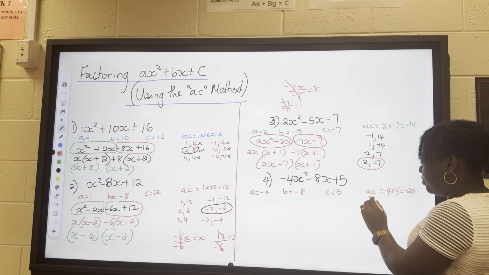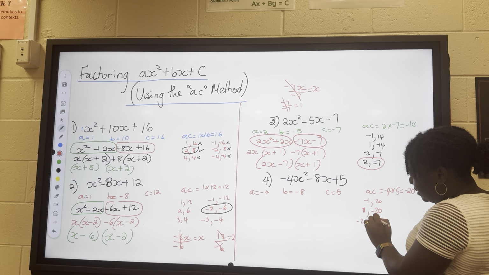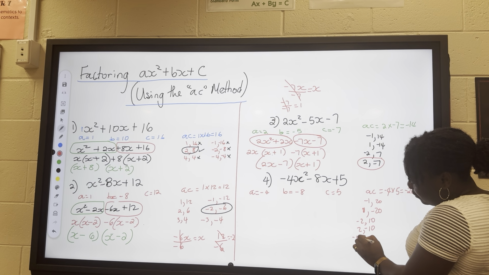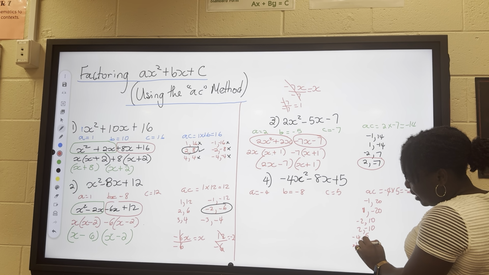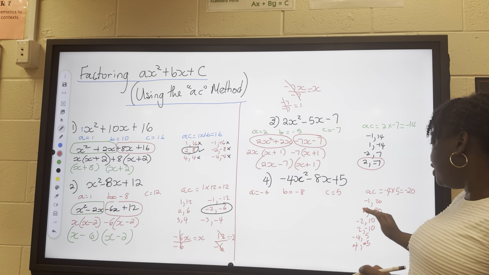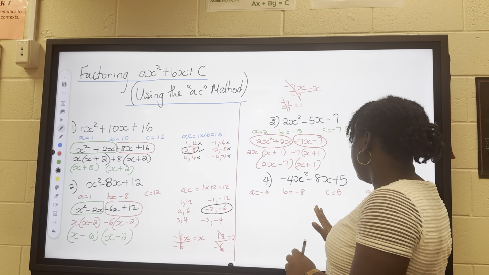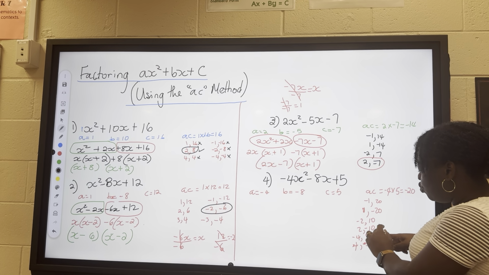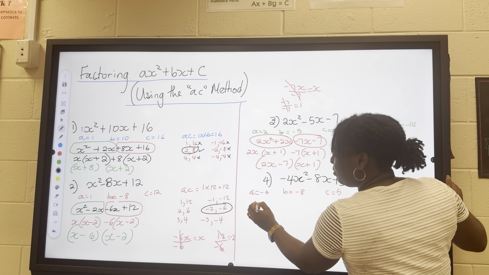So what are the factor pairs? Negative 1 and 20, 1 and negative 20, negative 2 and 10, 2 and negative 10, negative 4 and 5, and 4 and negative 5. Next, which one of these will give me negative 8? Which one will give me negative 8? So when I add them, which one will give me negative 8 will be positive 2, negative 10, right? So I'm going to rewrite using that.